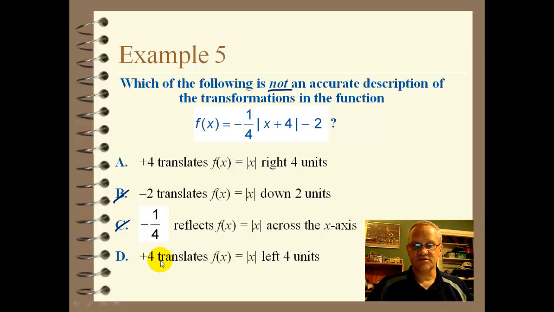Both of them are dealing with the +4. This one says it goes right 4, that says it goes left 4. So which one's correct? Since this is +4, remember this is inside the absolute value, and this is where it's kind of backwards. So since it says +4, that means it's going to move it what? 4 to the left. So that means our correct answer.